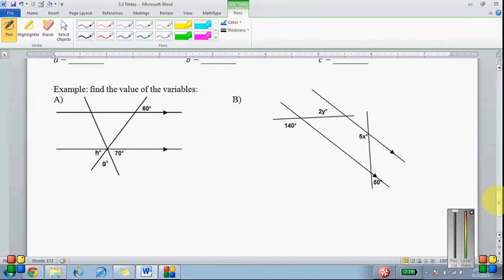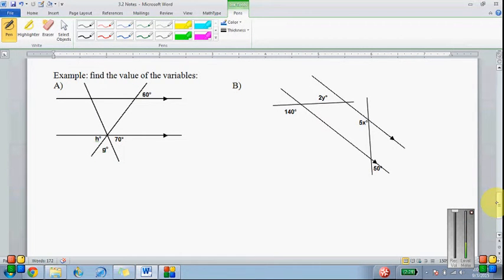Down here on the bottom, find the value of the variables. So if we've got 60 degrees right here, we know that this corresponding angle, since these are parallel lines, I've got corresponding angles here and here. So since this one is 60, this one is congruent to it, it's also 60 degrees. So now I can go over here and say, well, H, that's one of the things I'm looking for. These two angles are vertical angles. They make an X. So since these are vertical angles, we know vertical angles are congruent. So H would have to equal 60 degrees.